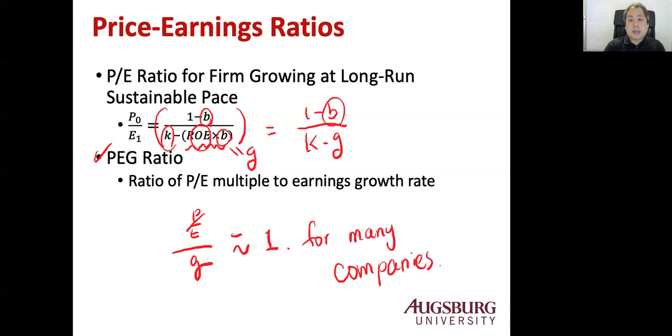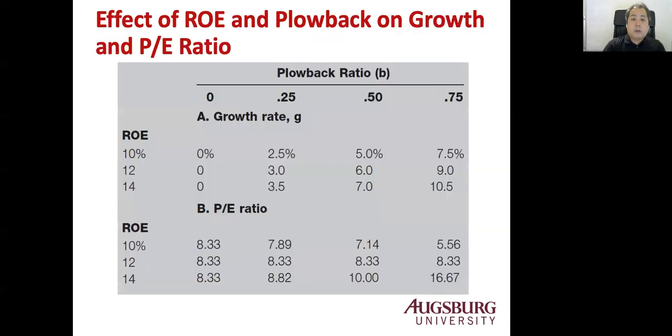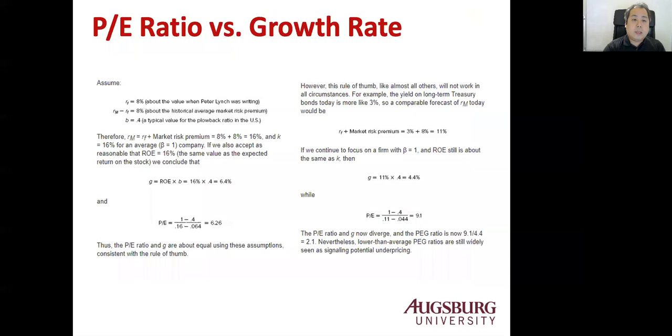I cannot say that it's for everyone, but it's very close to 1. PEG ratio, so PE ratio divided by growth rate, is close to 1. I mean, this is just plugging the numbers into the formula. We can see the growth rate. So now let's look at this example.